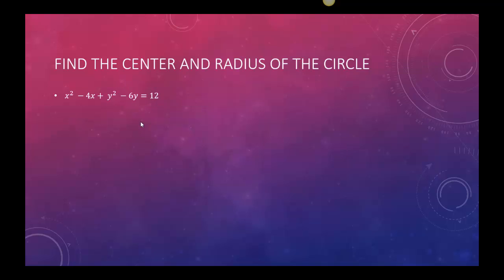All right, so let's look at it in a different way. This way I did not give you in standard form. I have x squared minus 4x plus y squared minus 6y is 12. So I don't have that perfect square form, so I'm going to have to create it.